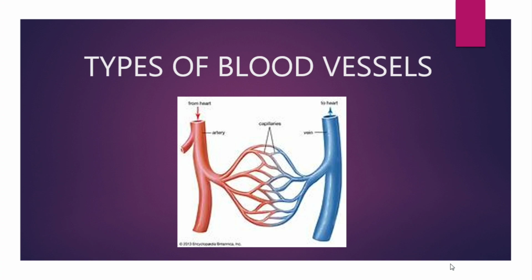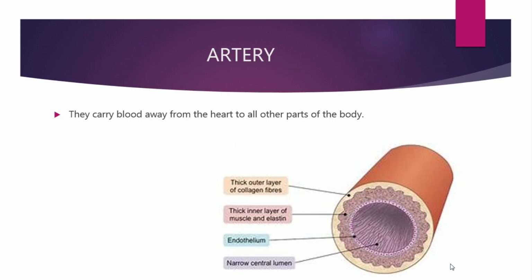So let's move on to types of blood vessels. There are three main types of blood vessels, which are arteries, veins, and capillaries. As you can see here, the red blood vessel is the artery, the blue blood vessel is the vein, and then thin blood vessels are the capillaries. So let's continue. So what basically is an artery?